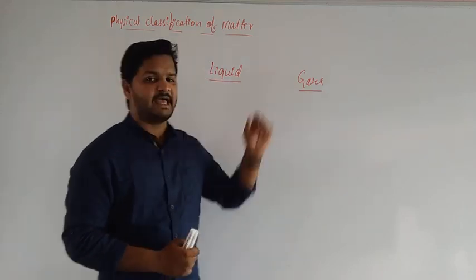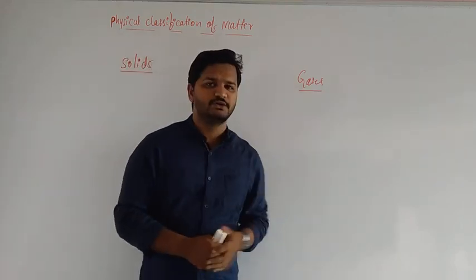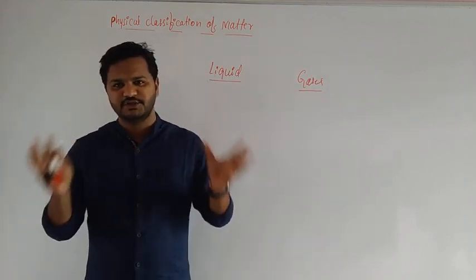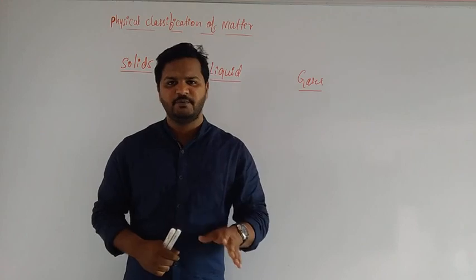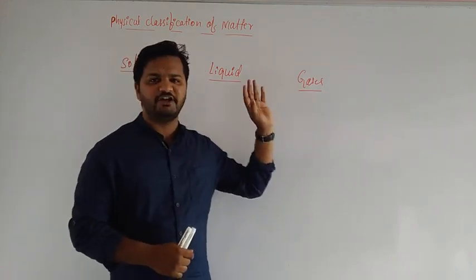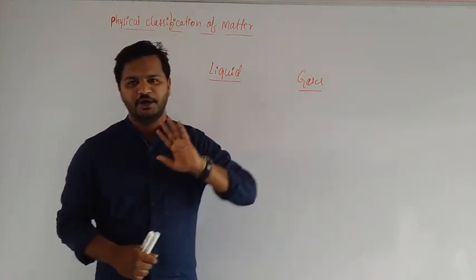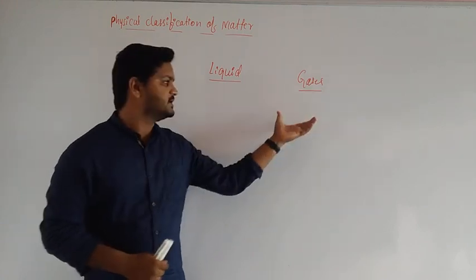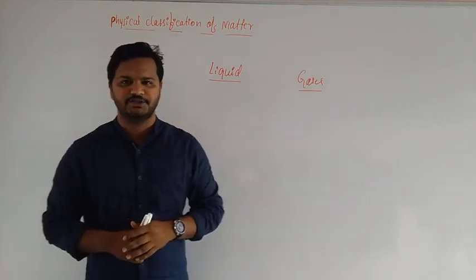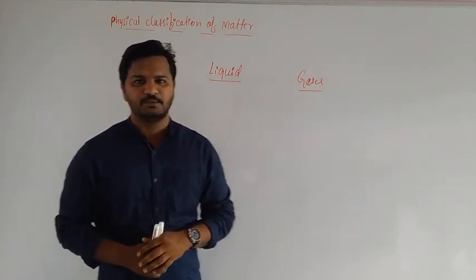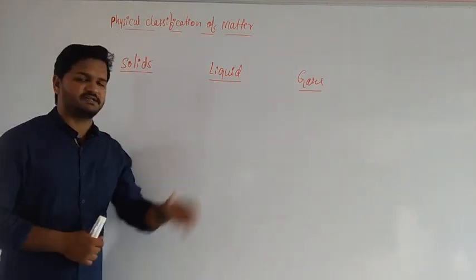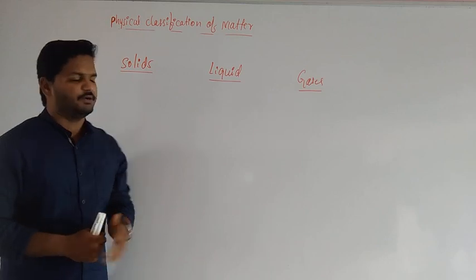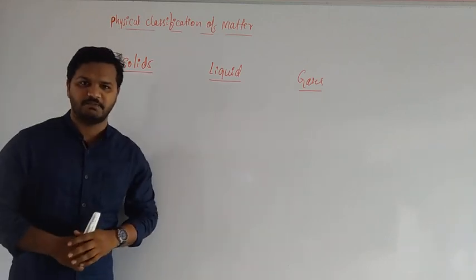And here gases. Gas molecules are arranged very loosely, and they have neither definite shape nor definite volume, because the molecules are loosely arranged. So this is about the physical classification of matter. All these were discussed in the last class only.